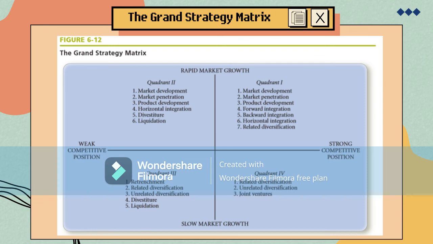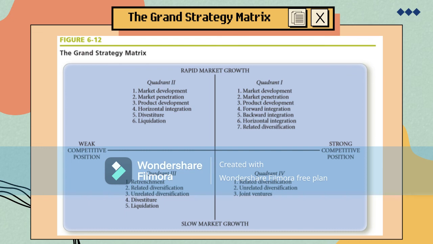Next is the quadrant 4, which has characteristically high cash flow levels and limited internal growth needs and often can pursue related or unrelated diversification successfully. So, dito meron tayong 3 types: the related diversification, unrelated diversification, and joint venture. And these 3 types under quadrant 4 have a strong competitive position and a slow market growth.